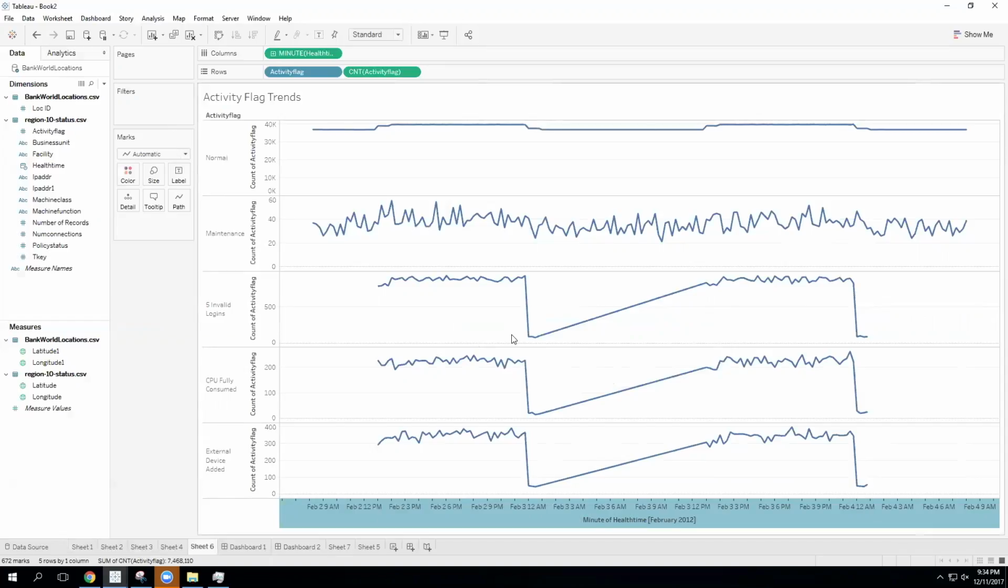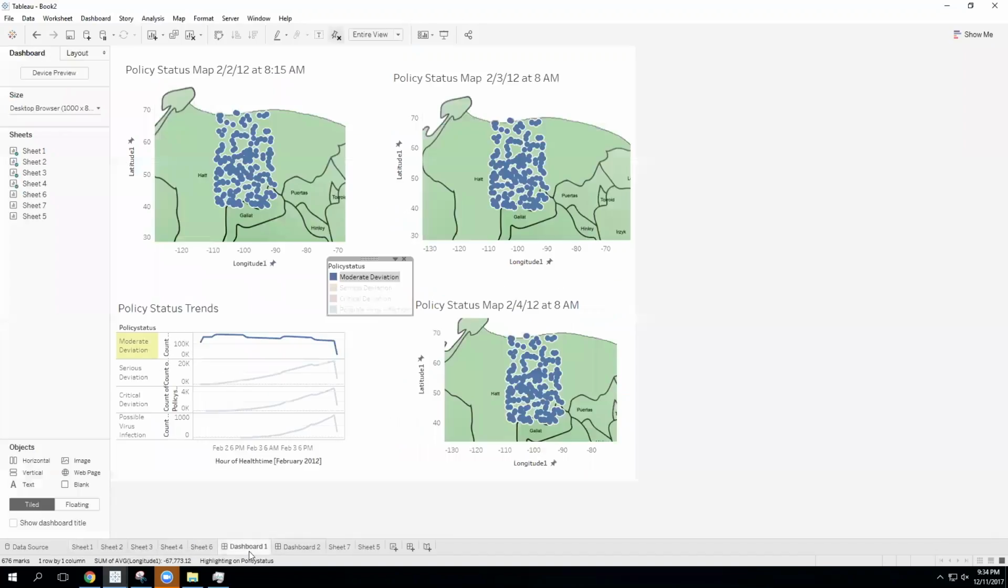So for this task, we identify our 3 anomalies. The first one being that there was no healthy machines in Region 10. As I mentioned earlier, you can see from the dashboard that they're all moderate deviations, serious deviations, critical deviations, or possible virus infections from the time period at the beginning at 8 a.m. on February 2nd to the end on February 4th.